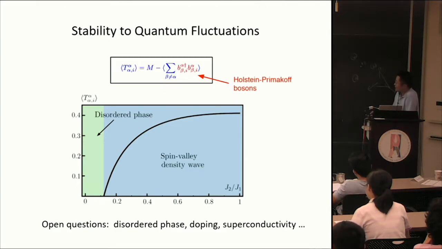There are also many open questions. For example, what is the nature of this disordered phase? Within the semi-classical approach, we are not able to determine the nature of this state, so it's an open question. And in this two-orbital Hubbard model, what happens when we dope the system away from this insulating region? Does this give rise to superconductivity? And if it does, what kind of superconducting state? All these are open questions.